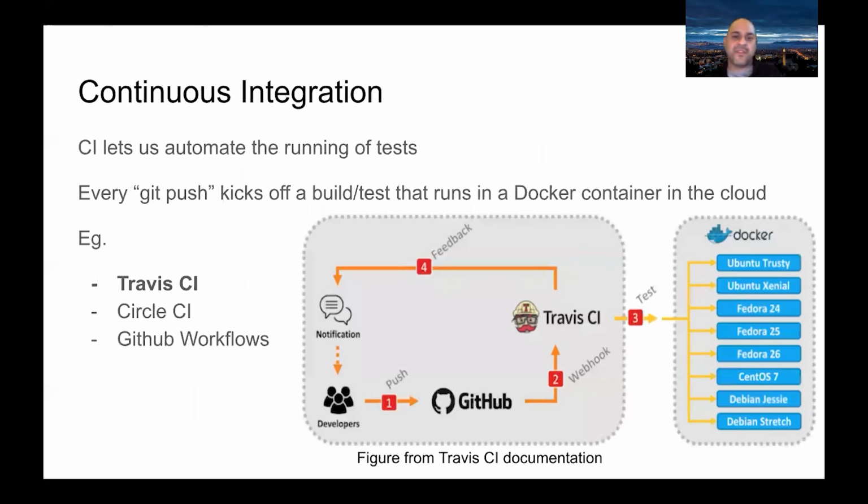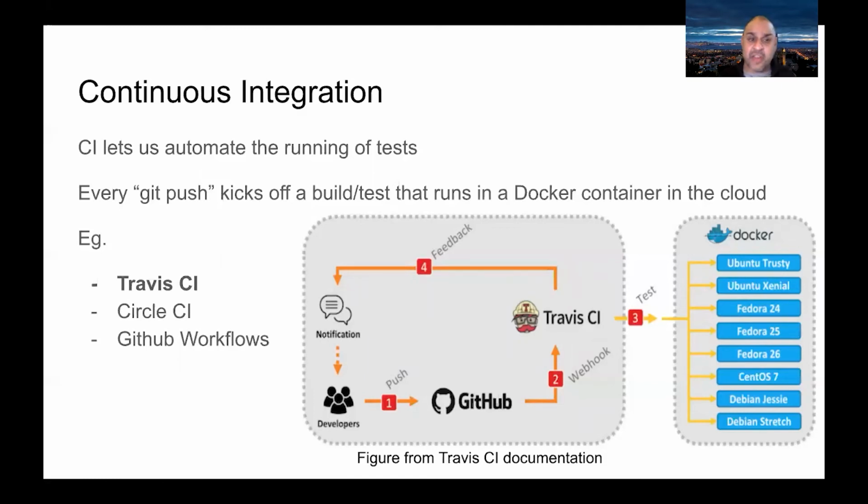All right, so now that we've showed you how to run this, let's talk about the bigger picture. How do we bring this into a continuous integration framework? CI, or continuous integration, typically lets us automate the running of these kinds of tests. So every time you have a pull request or a git push, it'll automatically kick off a build and a test that runs in something like a Docker container in the cloud. And that's sort of the development workflow that you have.